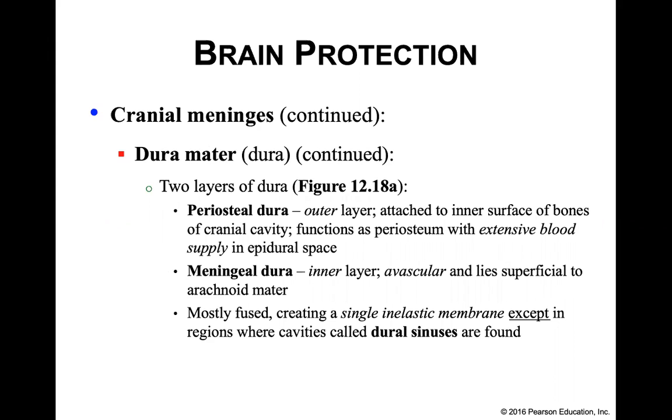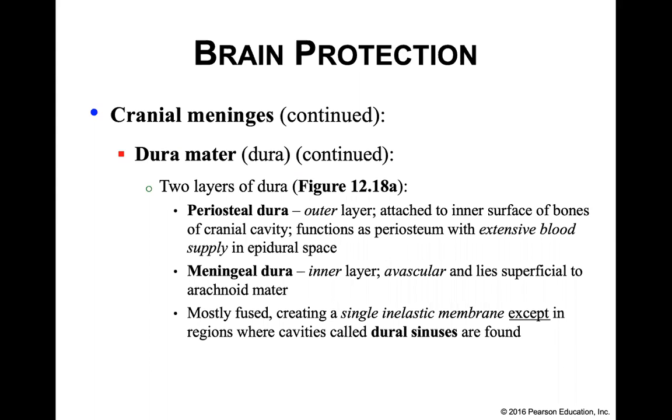There are two layers of the dura mater. The periosteal dura, this is the outer layer. This is attached to the inner surface of the bones of the cranial cavity, and it functions as periosteum with extensive blood supply to the epidural space. The meningeal dura, this is the inner layer. This is avascular, and it lies superficial to the arachnoid mater.